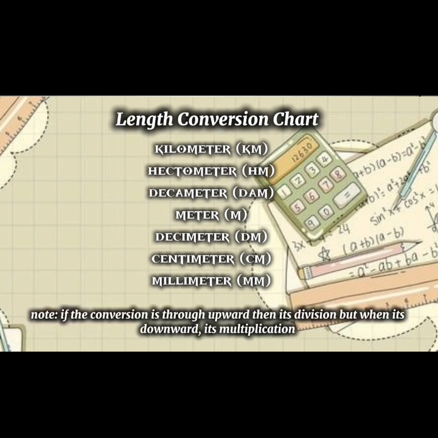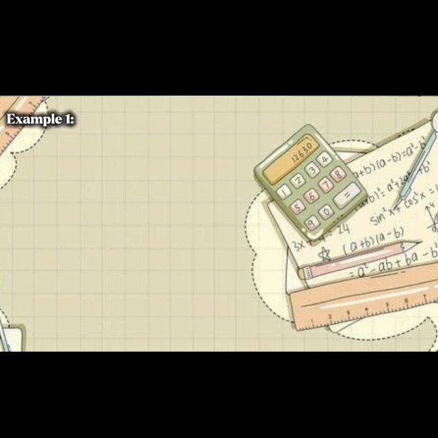Take note, if the conversion needed is going upward, then it's division. And if it's downward, it's multiplication. That's why it is very important to memorize the length conversion chart in order to answer the conversion needed. Let's have example 1.